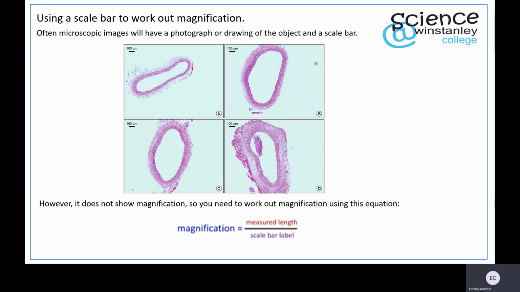You will also need to be able to use a scale bar to work out magnification. Often microscopic images will have a photograph or drawing of an object with a scale bar next to it. The scale bar, however, does not show magnification, so you need to be able to work out magnification using the equation of measured length divided by scale bar length.